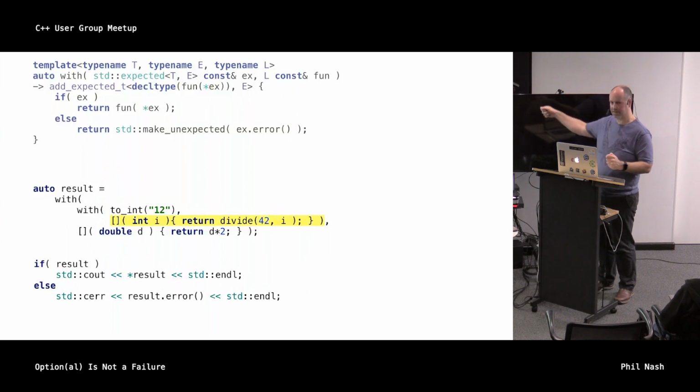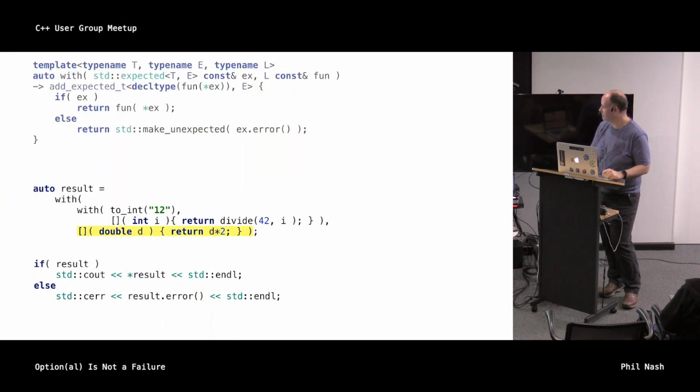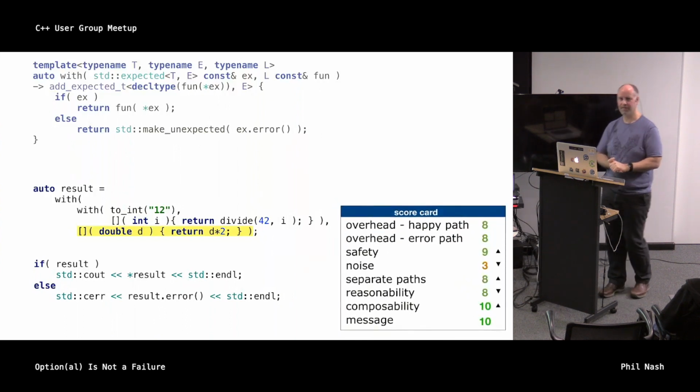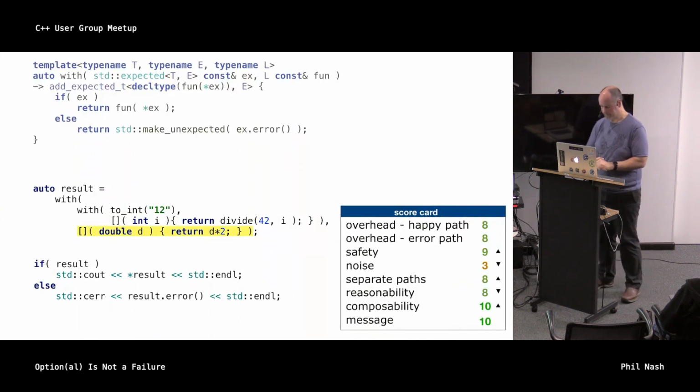And that's passing on to the second function, divide, with that value, which again returns an expected. So the second with helper will then call the second lambda in that case. Again, we've got no if statements in here. They're all in the helper function. So not really actually much of an improvement on the face of it. But let's have a look at the scores.